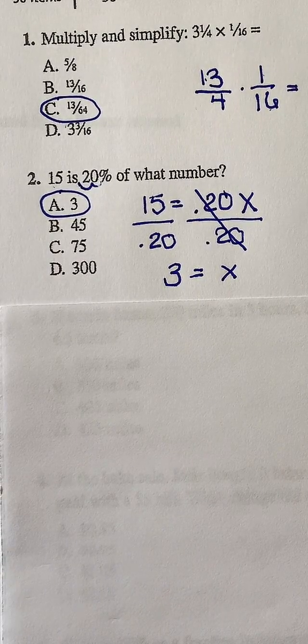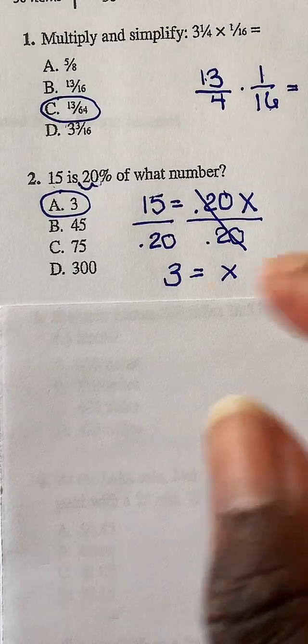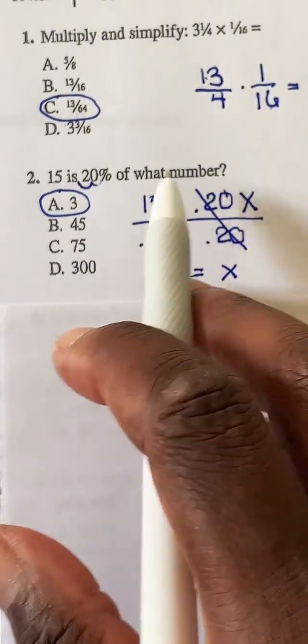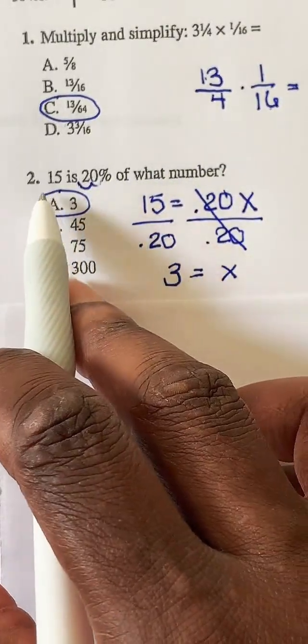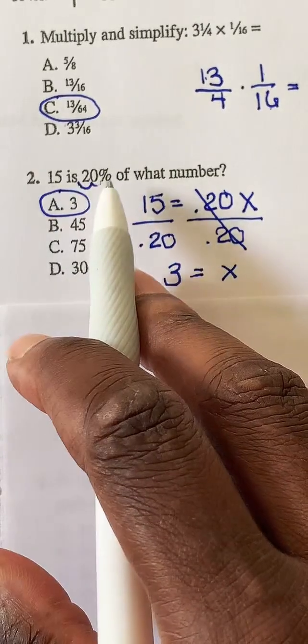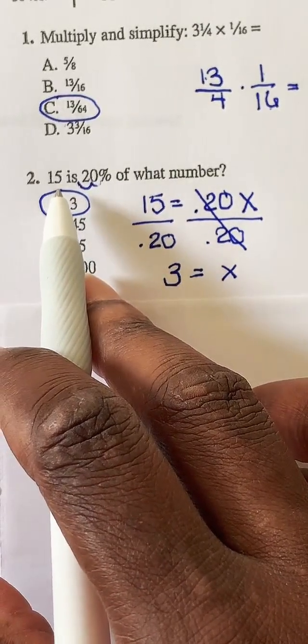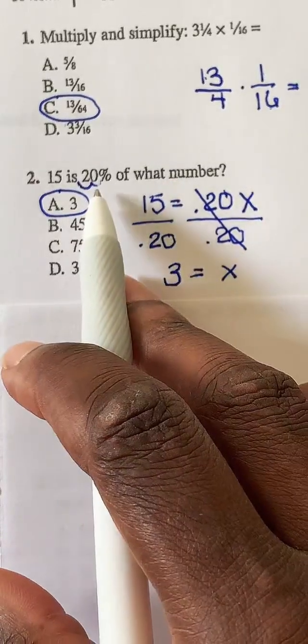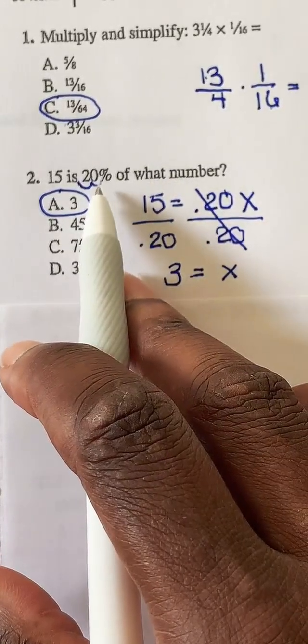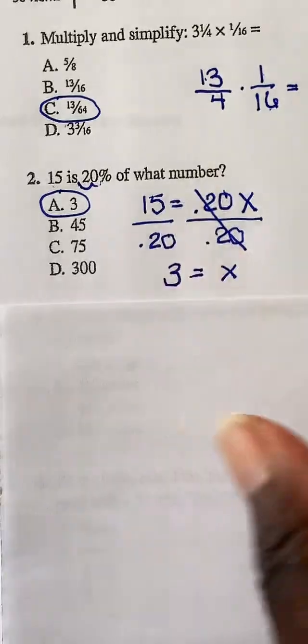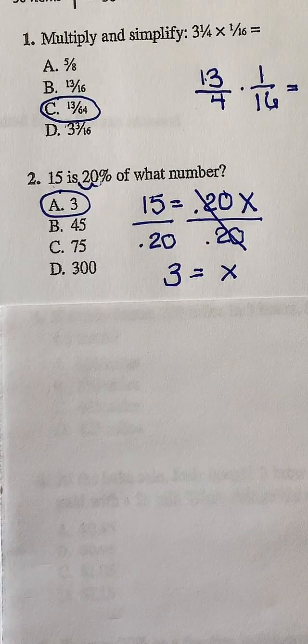No, you're not multiplying. See, that's the thing. A lot of you guys are like, no, you got to multiply. No, ma'am. We're saying 20% of what number? We're not saying 20% of 15. If it's 20% of 15, that's multiplying. We want to know what number times 20% is going to give me 15. So that means you have to divide.